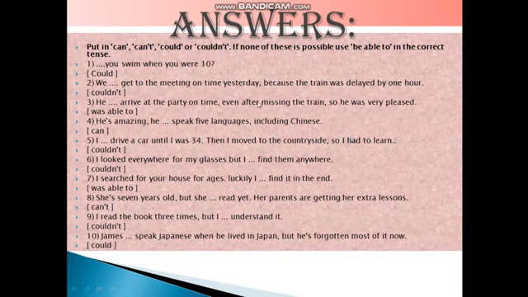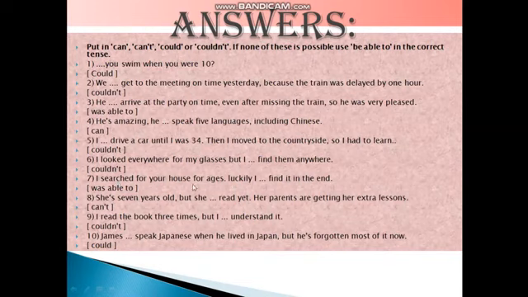The third sentence. He was able to arrive at the party on time, even after missing the train, so he was very pleased. The fourth sentence. He is amazing. He can speak 5 languages, including Chinese. I couldn't drive a car until I was 34. Then I moved to the countryside, so I had to learn. I looked everywhere for my glasses, but I couldn't find them anywhere.